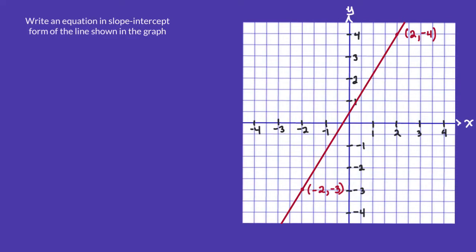Hey guys, here we're going to write an equation in slope-intercept form of the line shown in the graph. Recall that our slope-intercept form is y equals mx plus b, where m is our slope and b is our y-intercept.